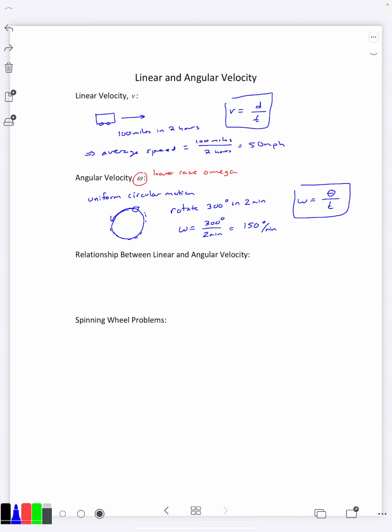One more time, I want to remind you that the linear velocity, you can be traveling in a straight line, and that's fine for linear velocity, or you can be traveling on a curve. You can even travel in a circle, and you can still talk about the linear velocity. Imagine taking a car and just driving in a circle over and over again, maybe in a parking lot going crazy. That still could be talked about as linear velocity.